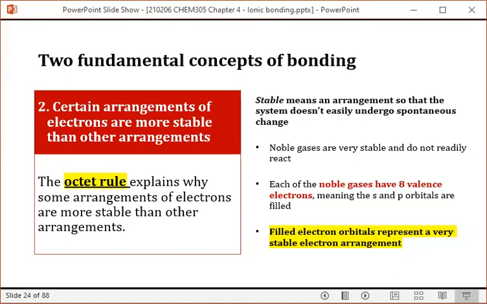And chemistry is moving towards this kind of atoms wanting to form bonds that are going to increase their stability. And so atoms are more likely to form bonds so that at the end of bonding, their electrons are in a more stable electron arrangement, meaning that at the end of bonding, they hopefully have 8 valence electrons since this is a more stable arrangement.